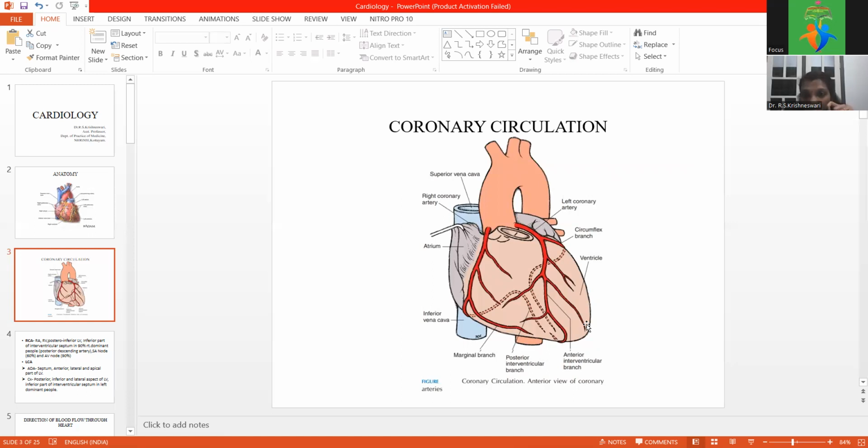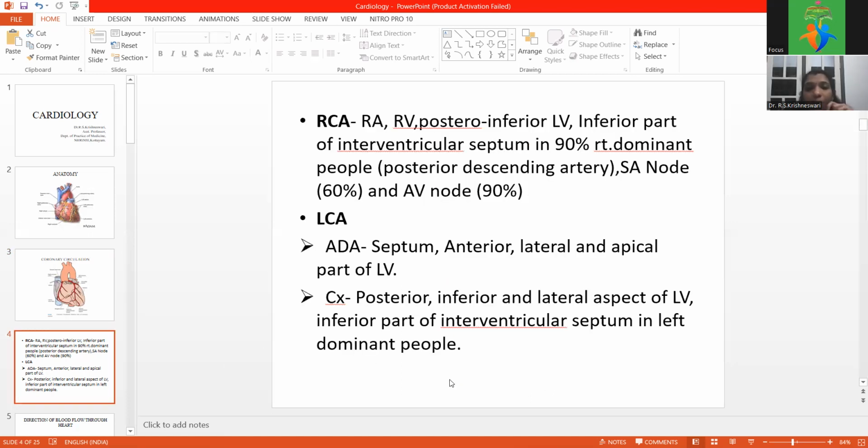The circumflex artery is very important because it supplies most part of the left ventricle, and the most important artery to be affected in a heart attack or myocardial infarction is the left coronary artery, mostly the circumflex coronary artery. Okay, it is known as the widow's artery, the circumflex coronary artery. So we will come into it later.